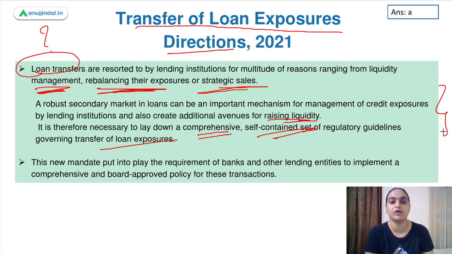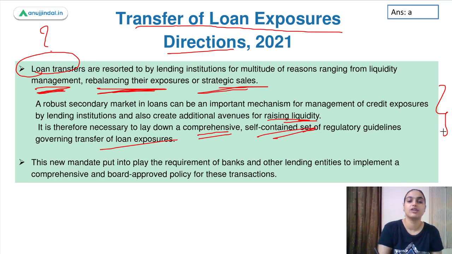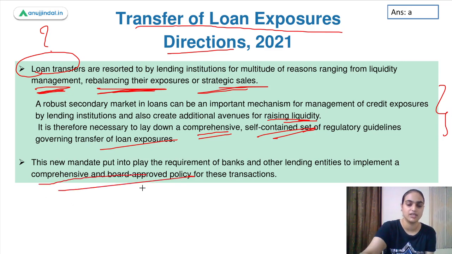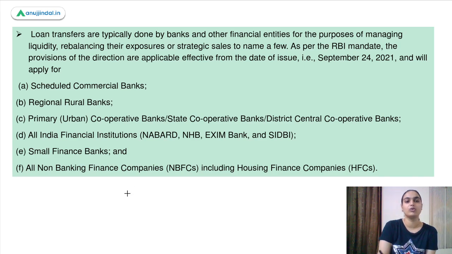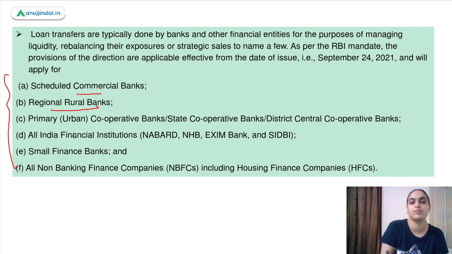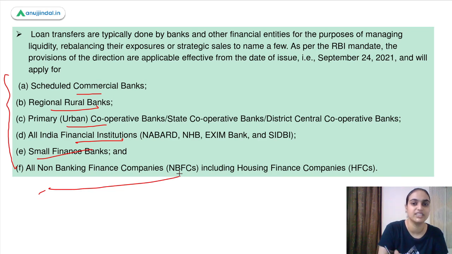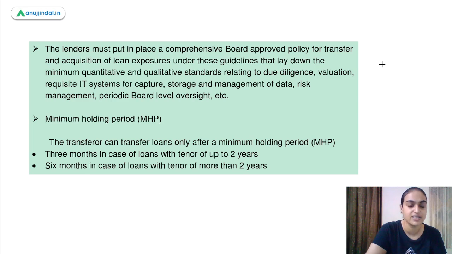This mandate put into play the requirement of banks and other lending entities to implement a comprehensive board approved policy for these transactions. So aise jo bhi transactions ho rahi hain usse related aapko comprehensive board approved policy banani hogi. So talking about the directions, these are applicable to scheduled commercial banks, regional rural banks, urban cooperative banks, all India financial institutions, small finance banks as well as your NBFCs. So 24th September se hi isko implement kar diya gaya hai in entities ke liye.